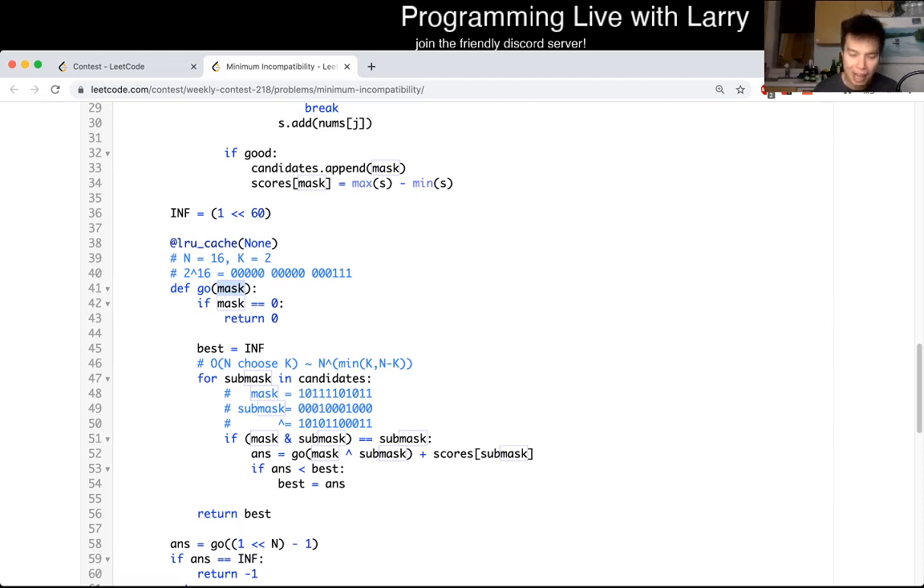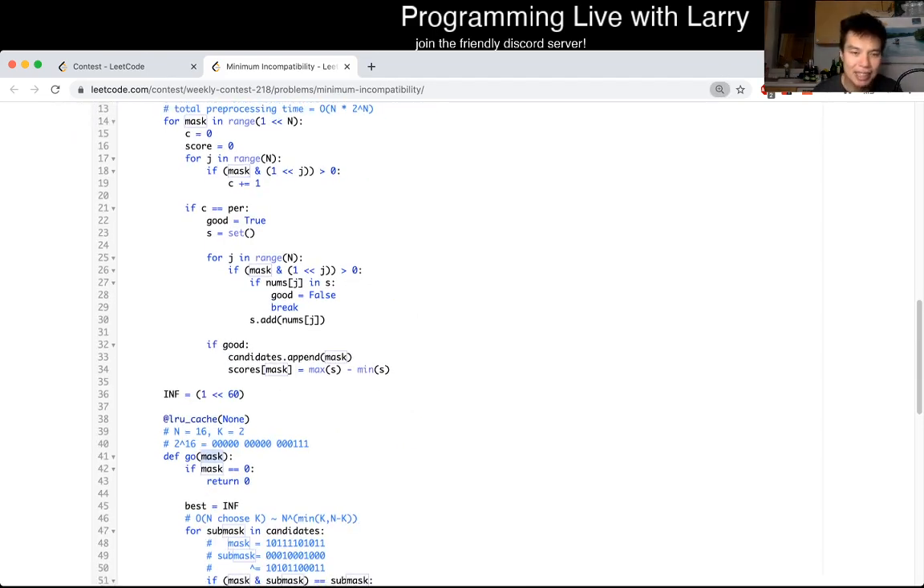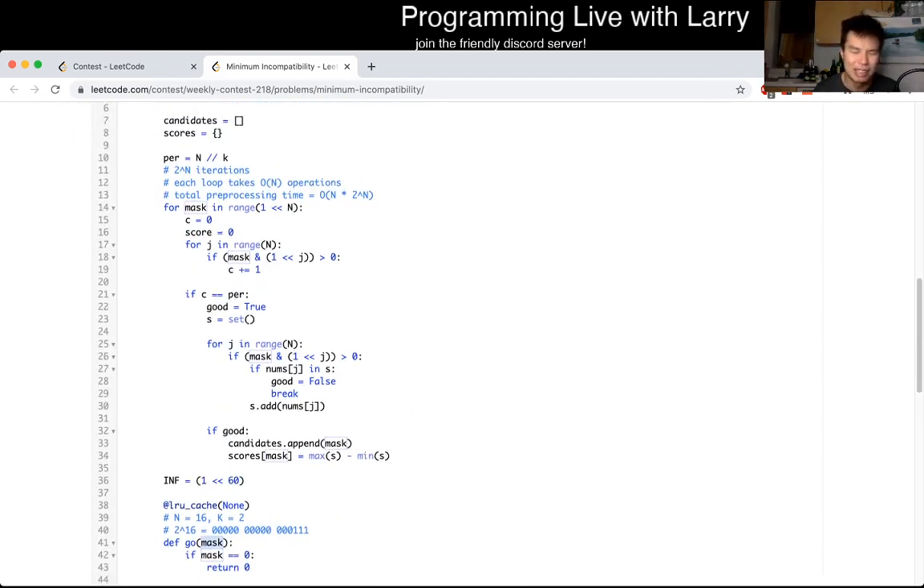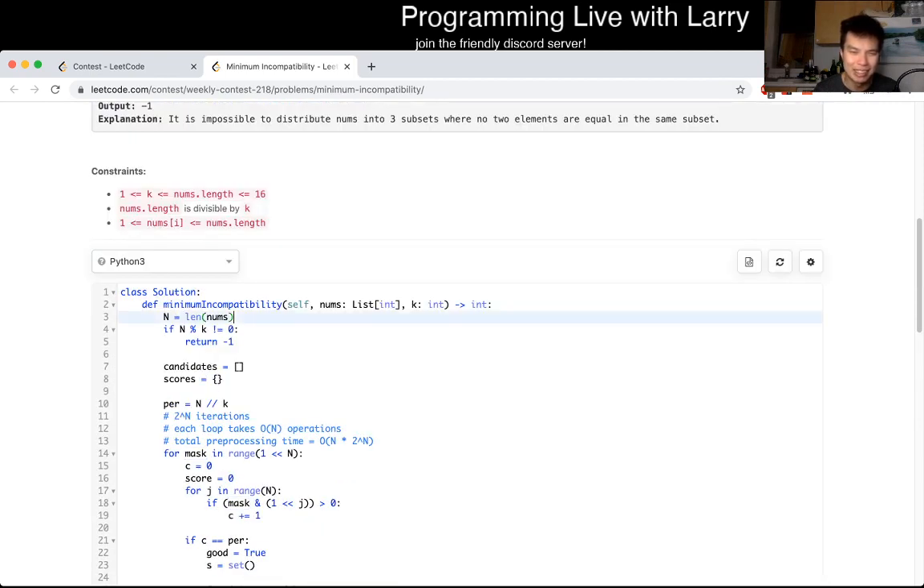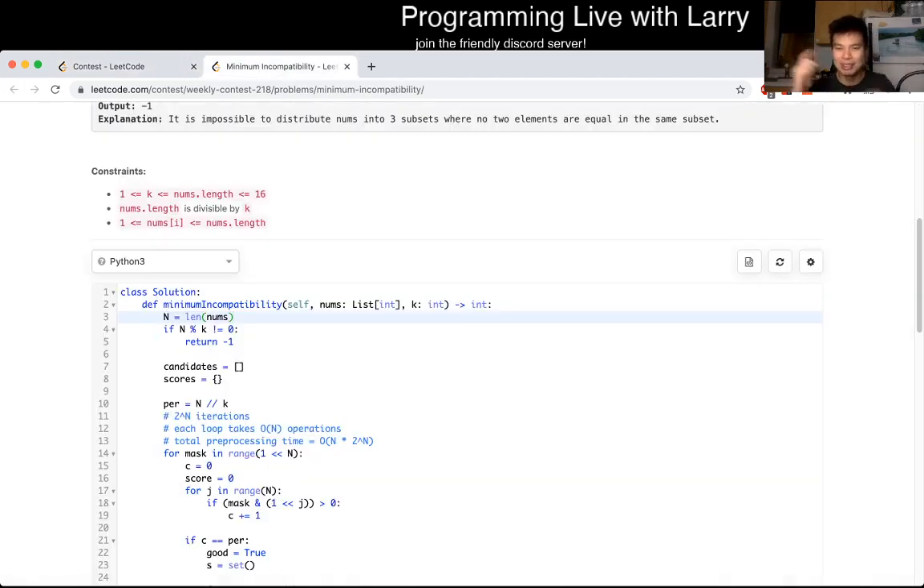So cool, that's all I have for this problem. I had a silly mistake: I had an early if statement, if n is 0 to k, I return early, but instead of returning 0, I returned something else. That was just dumb, and it cost me 5 minutes. You can watch me solve the contest next.